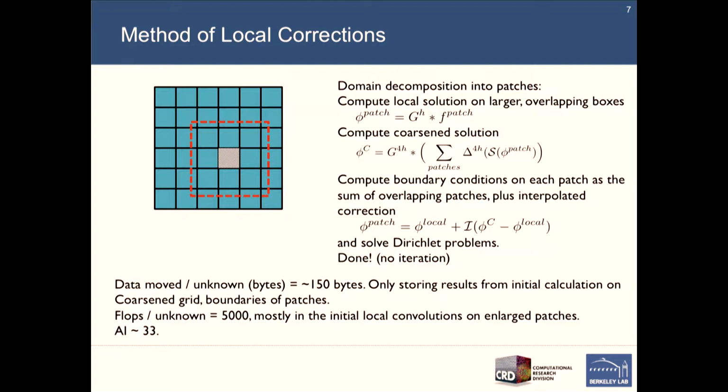So that's good news. And the reason we're getting that is even though we're computing this huge convolution, remember it goes like the radius cubed, we're only storing the results from this initial convolution on a coarsened grid, coarsened by a factor of 4. That drops it by 64. That's nothing. And on boundaries of patches, that drops it by surface to volume, also a big multiplier.